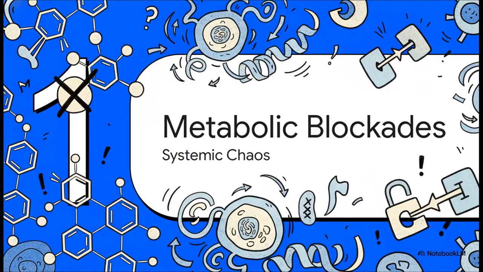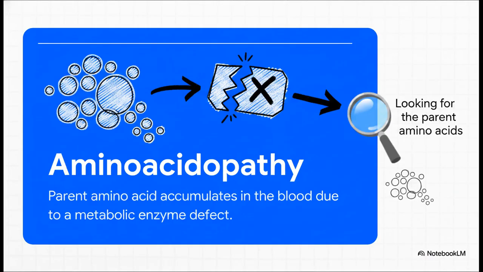Section 1. The metabolic blockade. Missing enzymes causing systemic chaos. Let's set up the foundational biochemistry we're going to need. Before we dive into the specific diseases, we really need to know what we're actually looking at. We're dealing with what's called an amino acidopathy. This is a disorder where the parent amino acid itself accumulates in the blood.